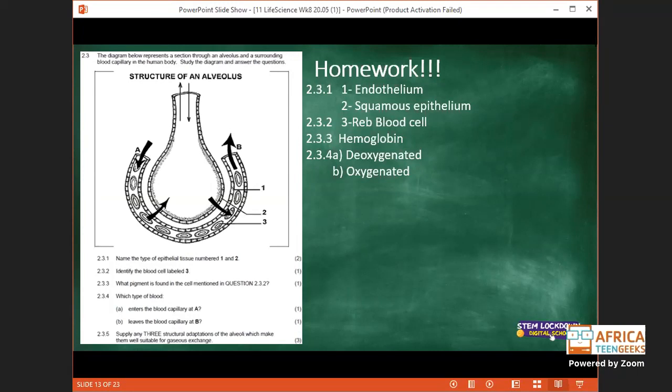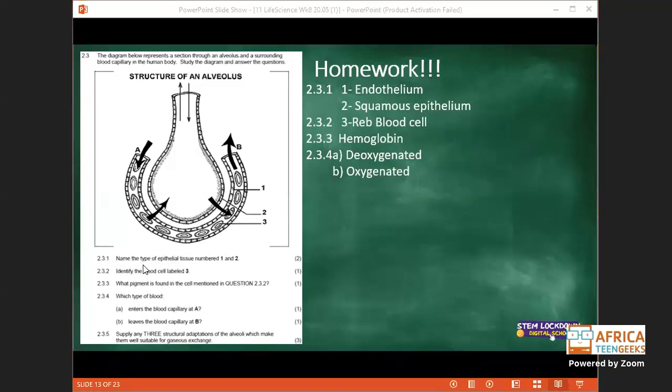Okay, so A is deoxygenated because it has the carbon dioxide, which was produced after the cells underwent cellular respiration. And then B has blood, which has a high concentration of oxygen because oxygen just diffused from the alveoli to the blood capillary. All right. I hope you understand that, Prashani. And if I do need to explain again, just indicate for me.